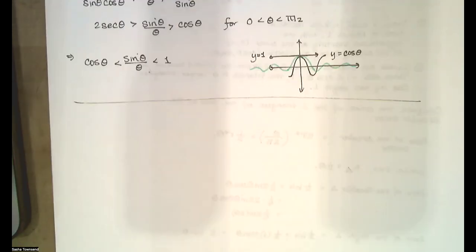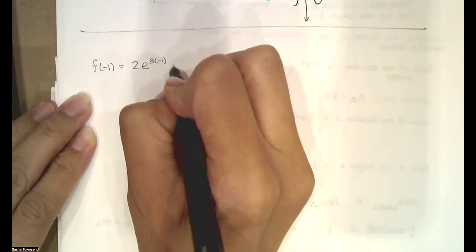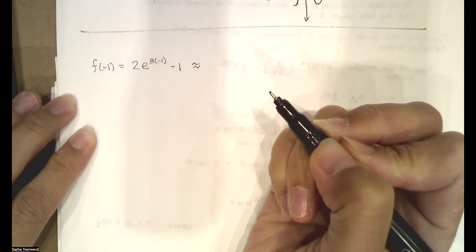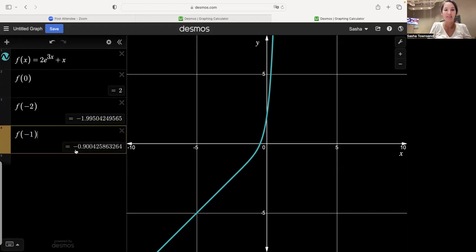So that's for a different problem. Sorry. f of negative 1 is 2 times e to the negative 3 times negative 1 plus x, which is negative 1. And I don't know what that is, but I can figure out what that is using the calculator. Okay, so let's find f of negative 1. And we see that that's negative 0.9. So it's a negative value. Let's plot those points.